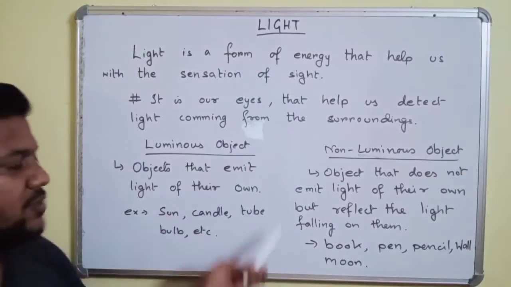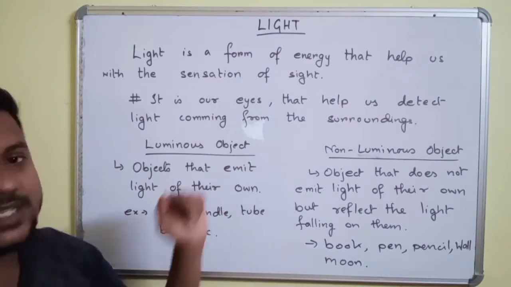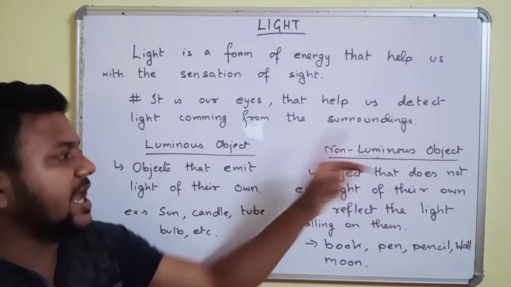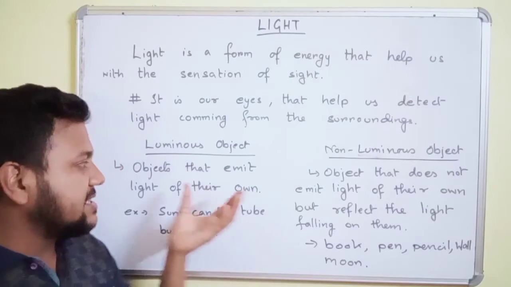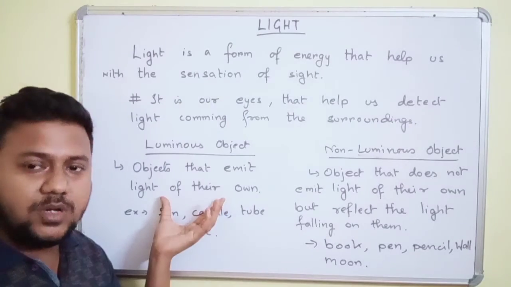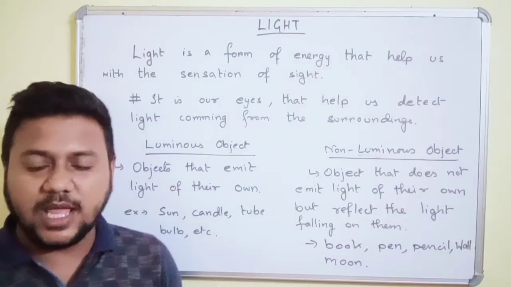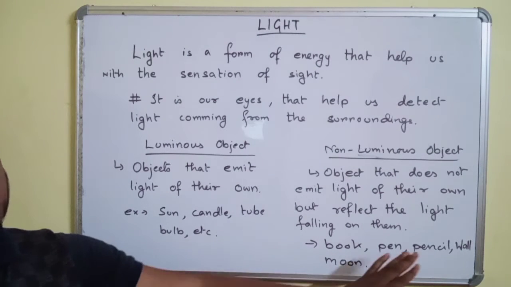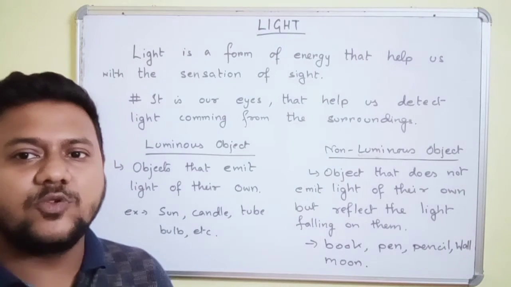So over here what we have learned: light is a form of energy that helps us with the sensation of sight. Moreover, it is our eyes that help us to detect light from our surroundings. Objects that can emit light of their own are called luminous objects, and objects that do not emit light of their own but reflect the light of luminous objects are called non-luminous objects. Clear everybody? Now we are moving ahead.